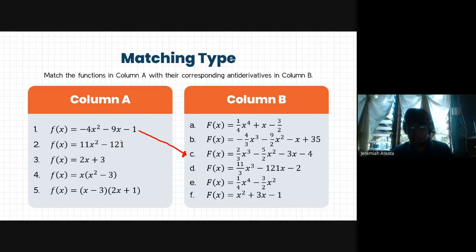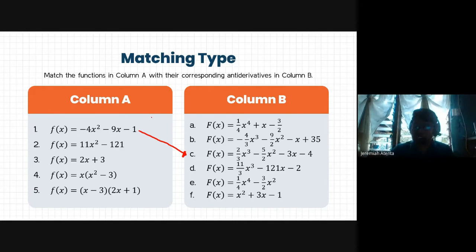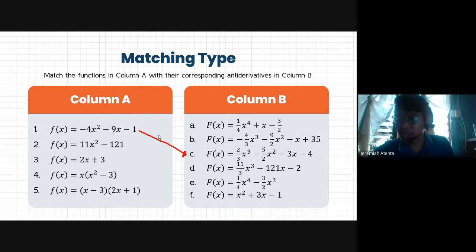Letter C? Again, Andre? Is it letter C? Okay, sige. Let's try another person. Let's check if tama ba. You try to differentiate letters C and J. Now, if equal siya sa number 1, then that will be the answer. Okay. Donald is raising his hand.